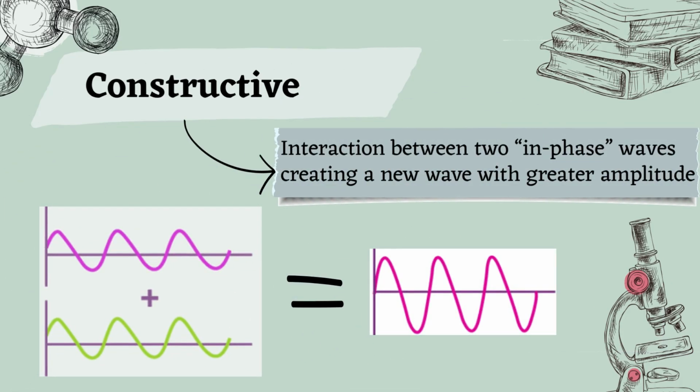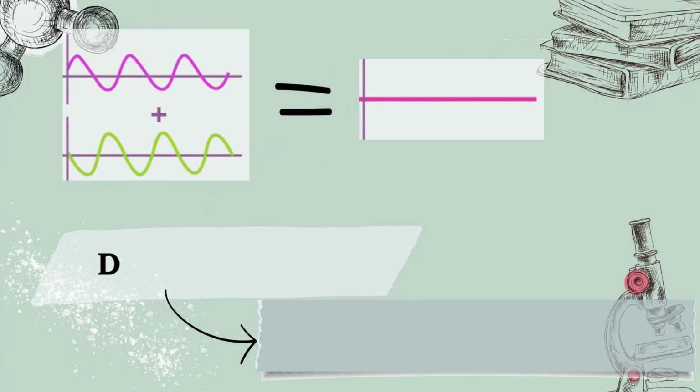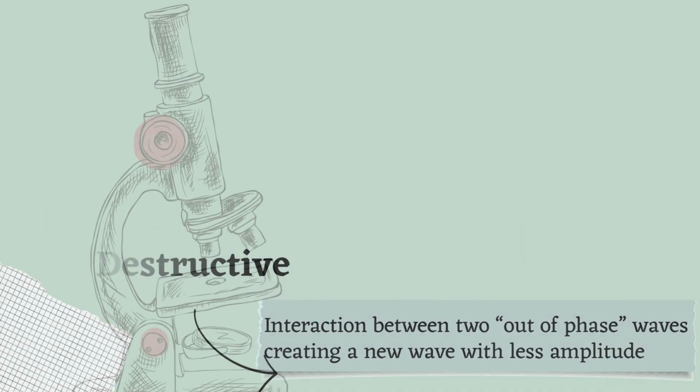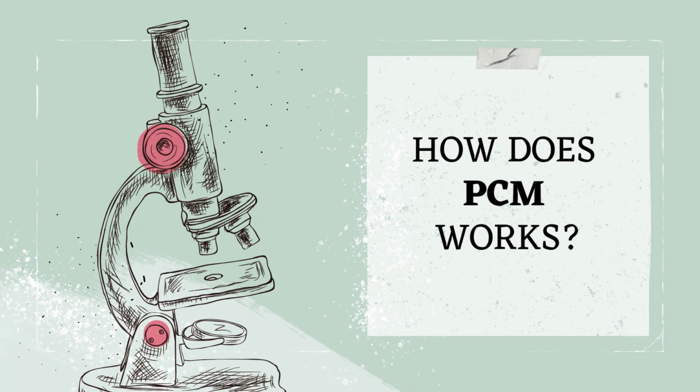A constructive interference is an interaction between two in-phase waves that will create another wave having as an amplitude the sum of the two amplitudes of the two waves, while a destructive interference is an interaction between two out-of-phase waves that will give a new wave having less amplitude or also a null amplitude, called in this case a null wave. So how does PCM actually work?